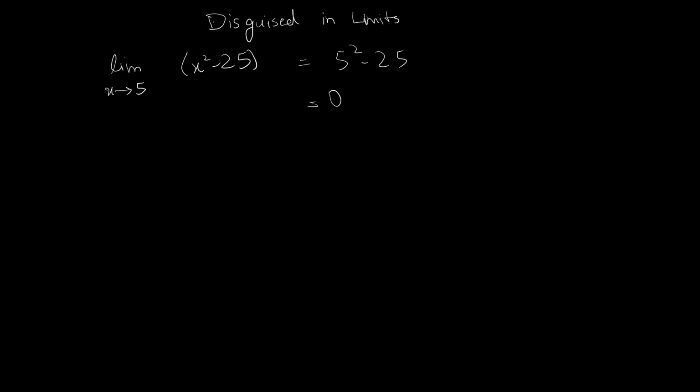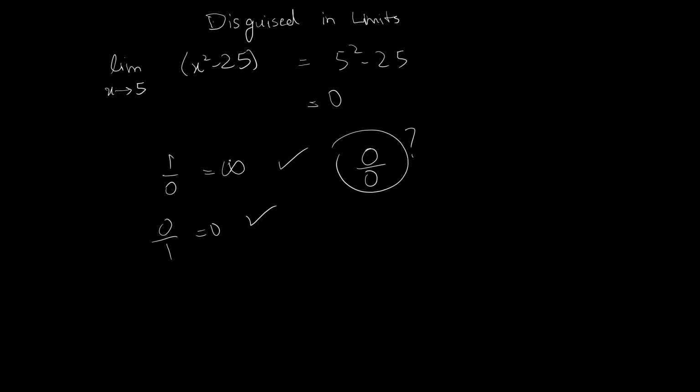So substitution was all it needed. If you get 0 over a number, not a simple 0, even if you get 1 over 0, that equals infinity, which is an answer. Just do it. If it's 0 over 1, that is 0, that's also fine. 0 over 0 is the only undefined problematic thing which you need to simplify.